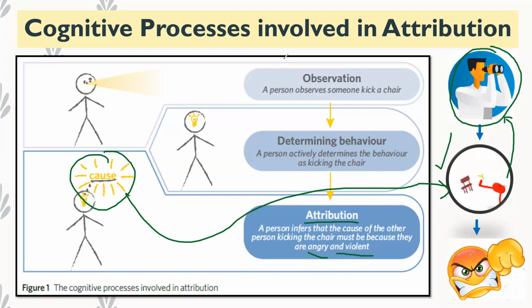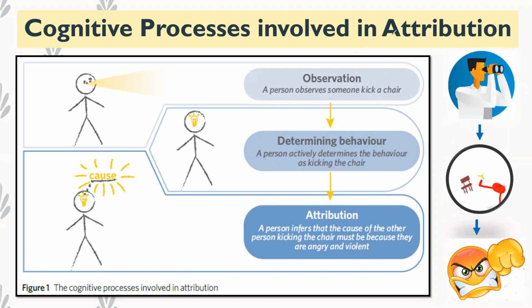Those are the three cognitive processes in attribution. So that's basically what you really need to know in terms of cognitive processes, or the three steps that are involved. Okay, and you need to be able to apply or link these three steps, so observation, determining behavior, and attribution, to any scenario that we give you, or you should be able to unpack the scenario and divide it into these three steps as well. Okay, that's the cognitive processes involved.